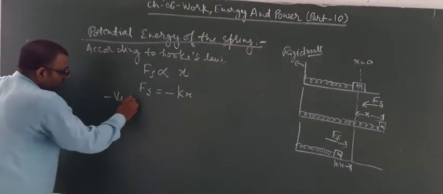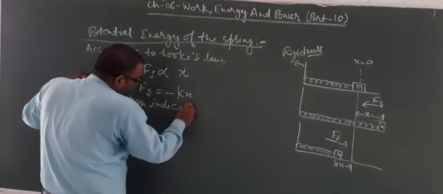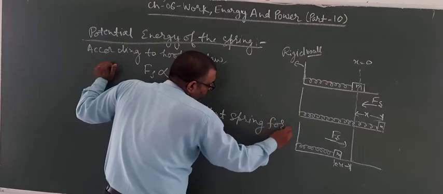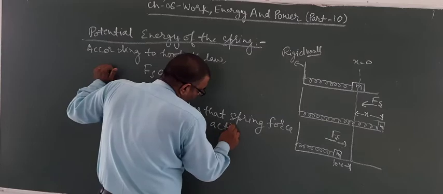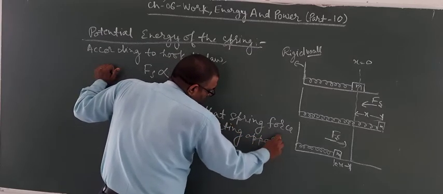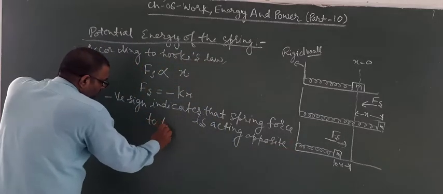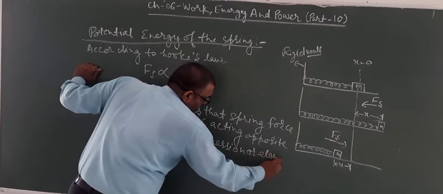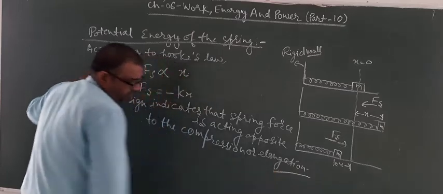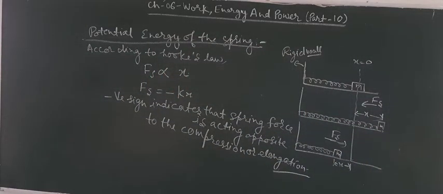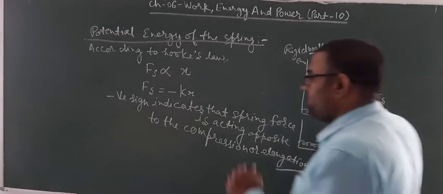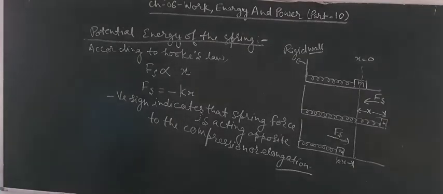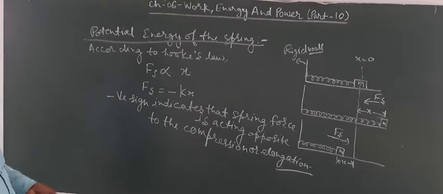The negative sign indicates that the spring force is acting opposite to the compression or elongation. Yes, students. Now we had discussed the compression, and this negative sign indicates that the spring force is acting opposite to the compression or elongation, so the negative sign is here.